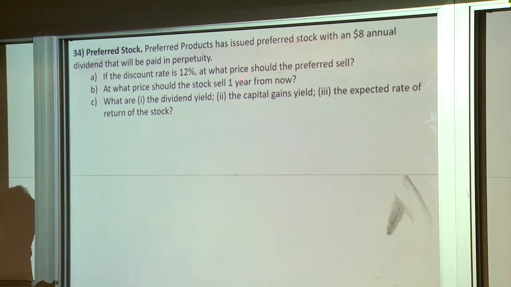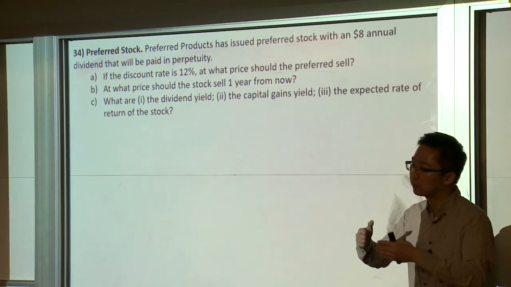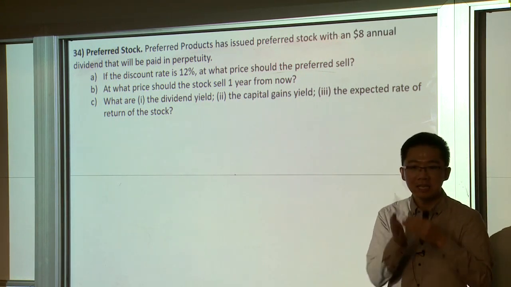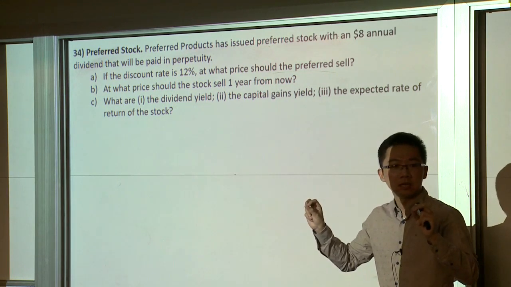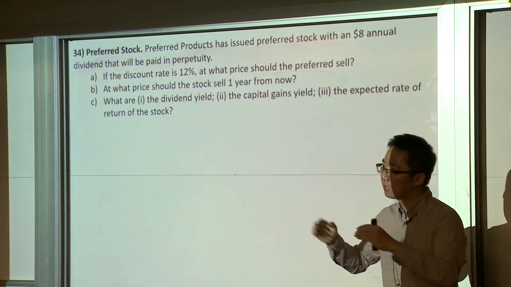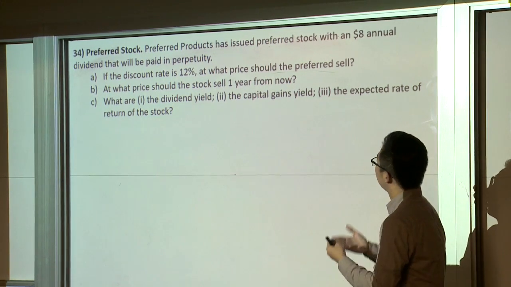Preferred Products has issued preferred stock. Now we talk about preferred stock, with an $8 annual dividend that will be paid in perpetuity and a discount rate of 12%. At what price would the preferred stock sell? What is a preferred stock? Preferred stock is a stock that pays a constant dividend in perpetuity. Basically, what do we call that? It's an annuity. It's a constant payment which goes on forever.